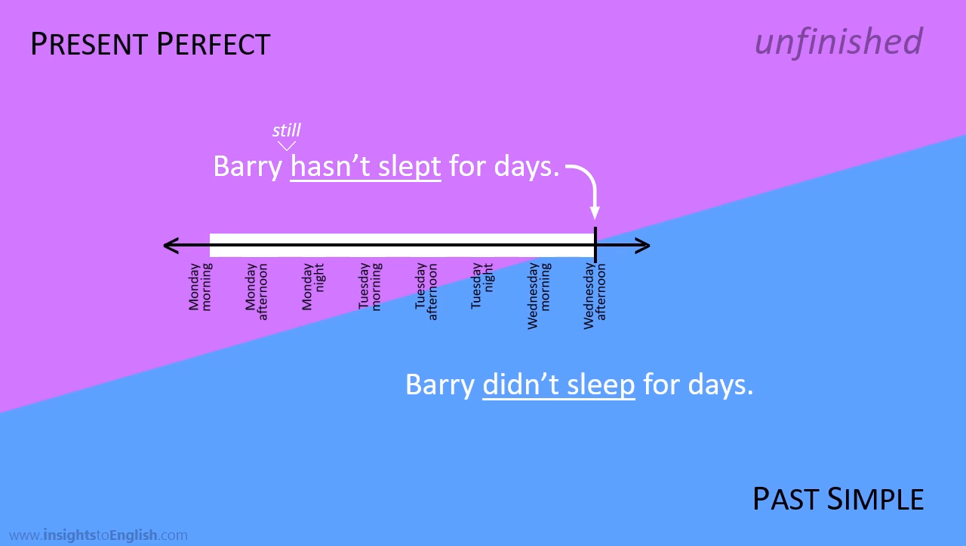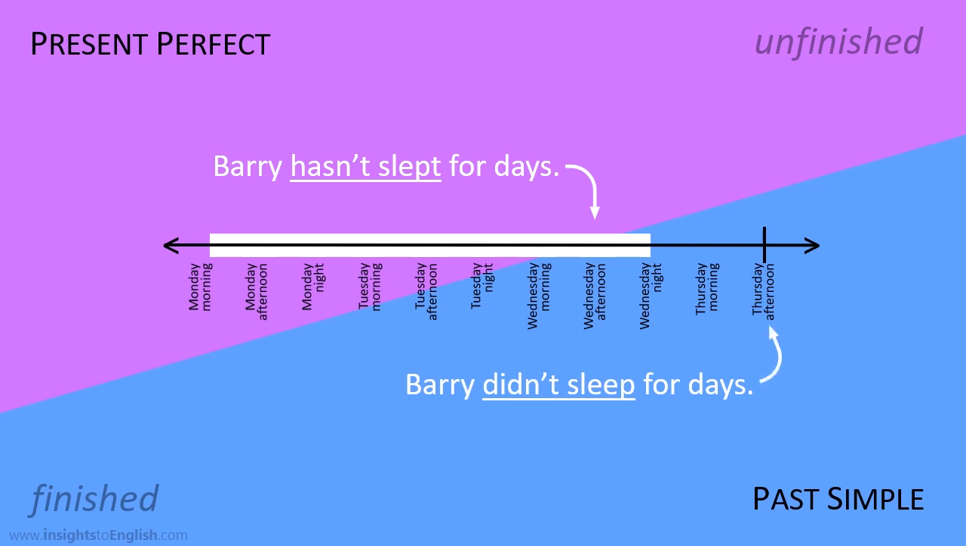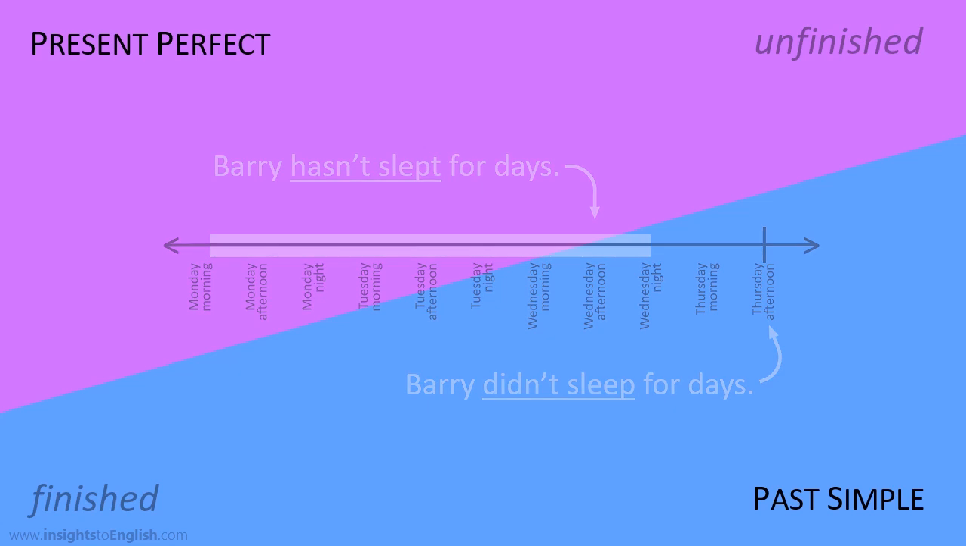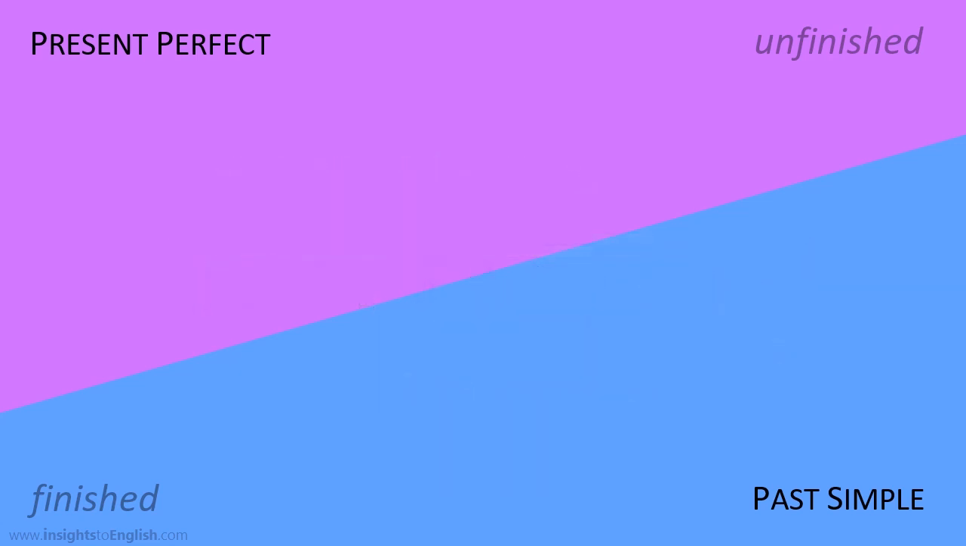Yep, but now let's move forward a day. Barry finally fell asleep Wednesday night. Oh, good. That's finished. If it's Thursday now, we look back on when Barry didn't sleep, and it's all in the past. So we'll use the past simple to say Barry didn't sleep. Both sentences were true. The top one was true yesterday, and the bottom one is true today. Exactly. That's often how present perfect works.